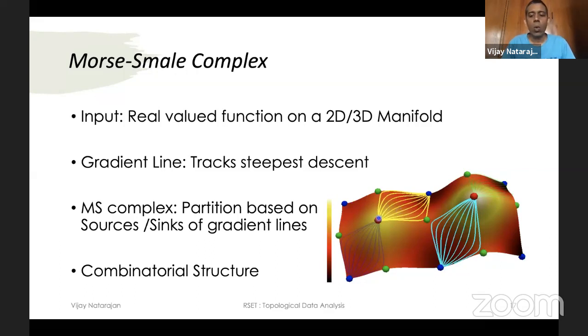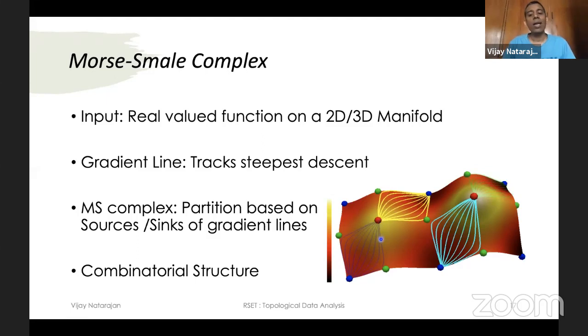It is actually a quad, right? It is a quad, a two-dimensional cell. That is one cell of my Morse-Smale complex. Similarly, here is another cell in the Morse-Smale complex, right? So these are two-dimensional cells.